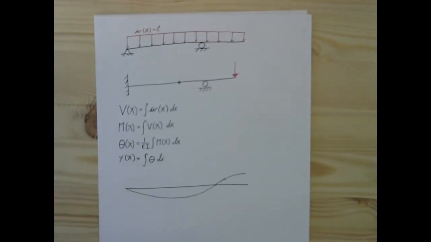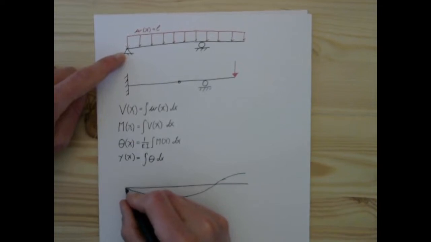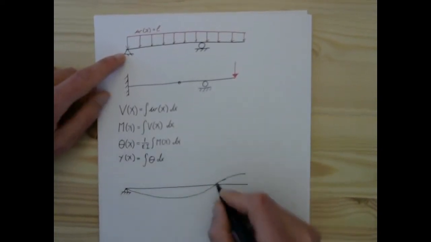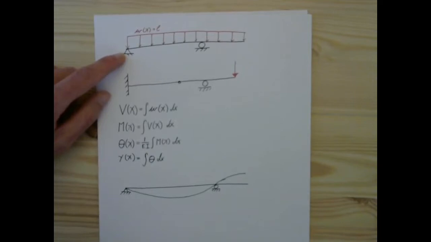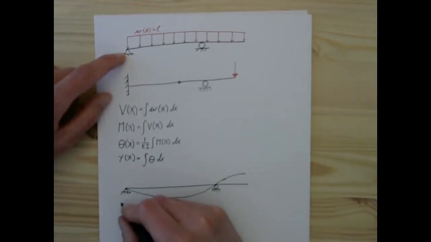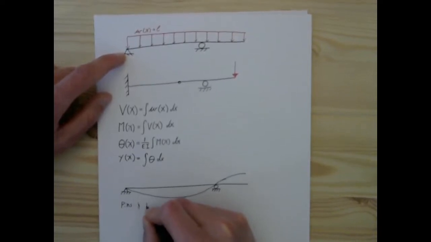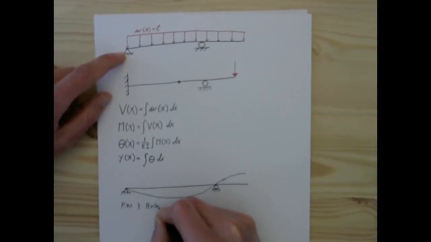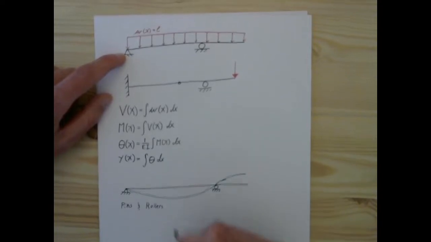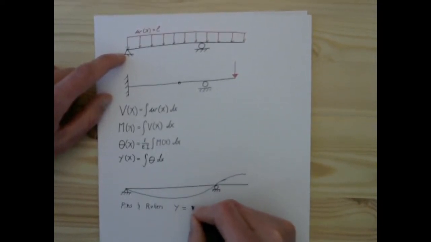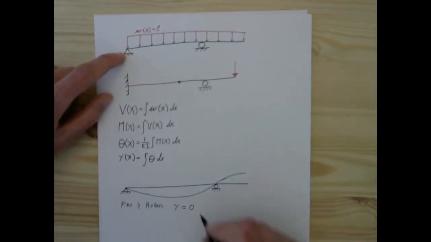because at a pin, which we have at this point, or a roller, which we have at this point, so pins and rollers, the deflection must equal 0.